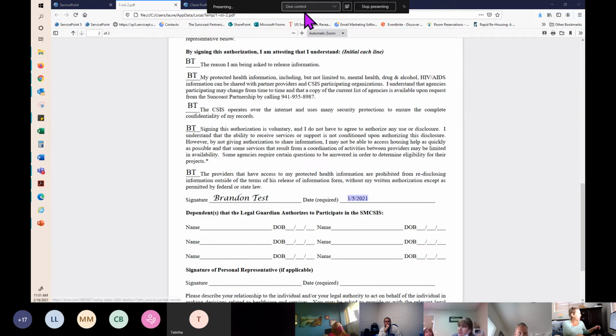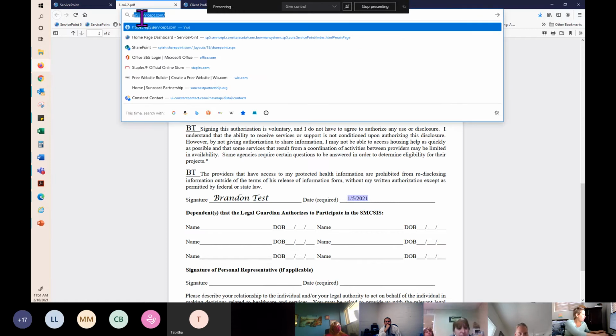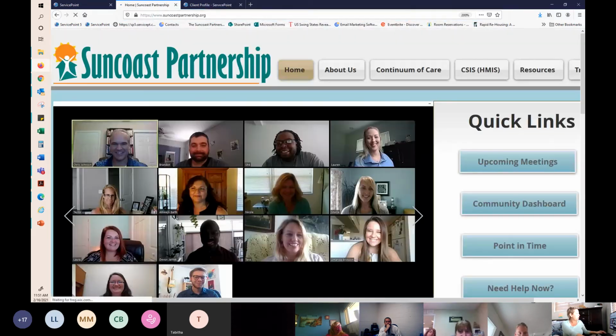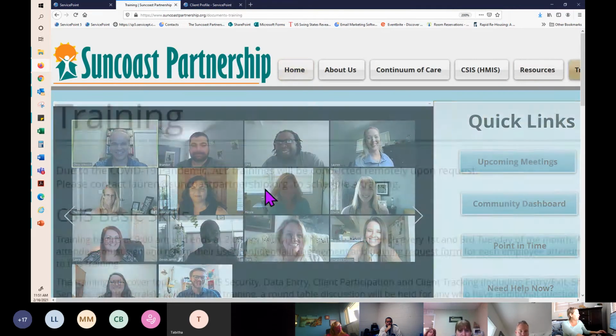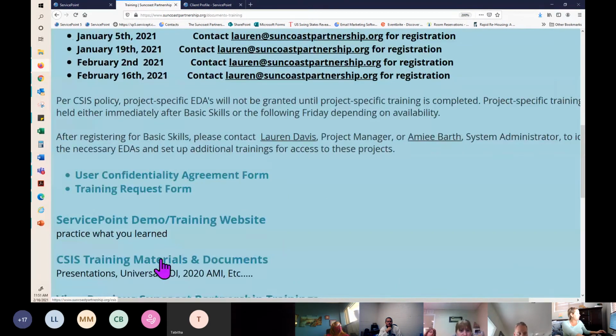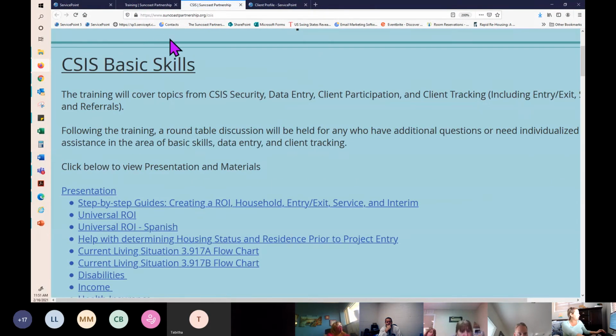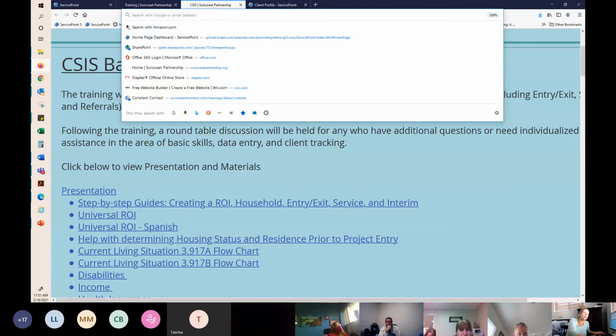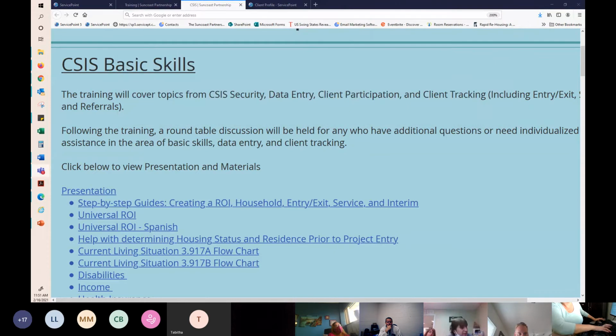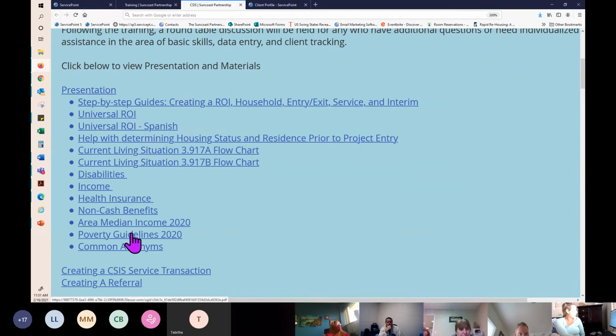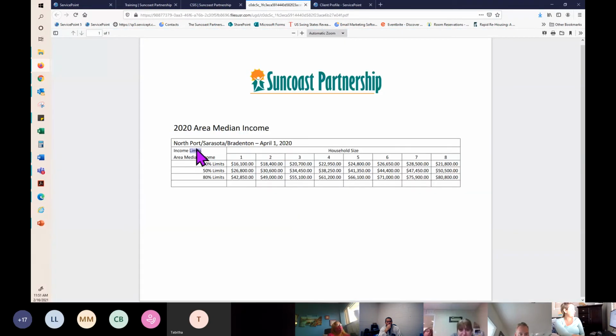can show you where it is on our website. Suncoast Partnership, training. You guys will get all of these documents, and a link to this. This is the presentation. I'm going to add this to the chat, actually. But you will also get this AMI. And this is for Northport, Sarasota, Bradenton. We still have to create one for Pasco, but it should be about around the same.